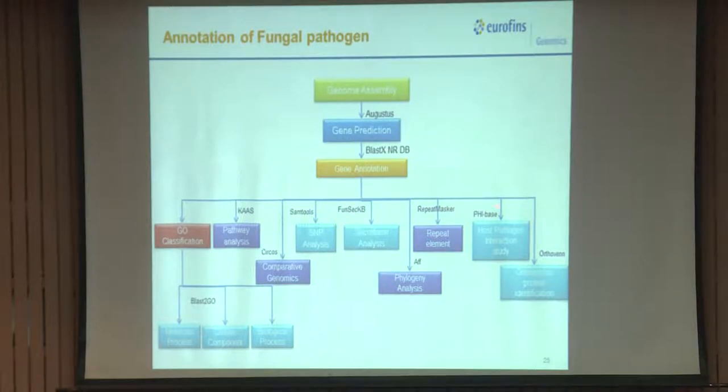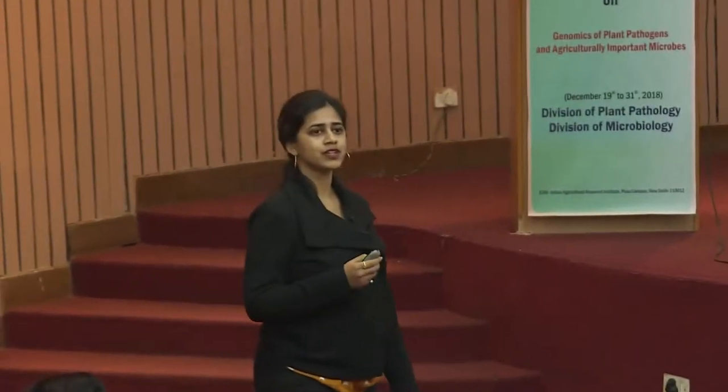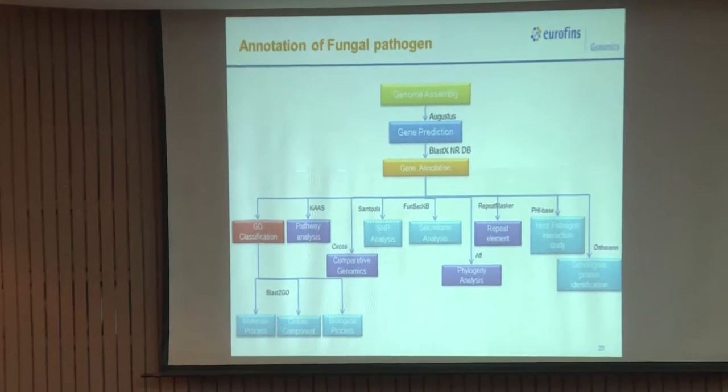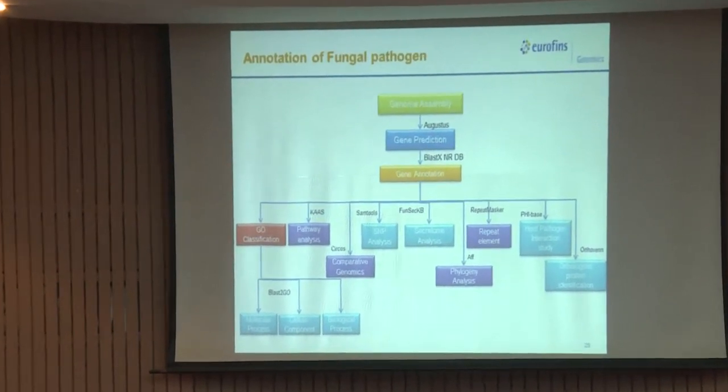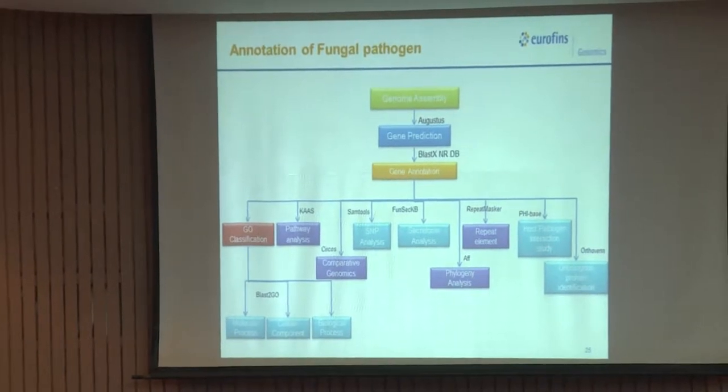Then we also have several databases for pathogen host interaction, like PHI-base. There are other databases also. So those databases can be used to identify which of my genes are these interaction genes. I can identify that based on a BLAST search on these databases, right? So these analyses can be done once we have the entire genome available with us.